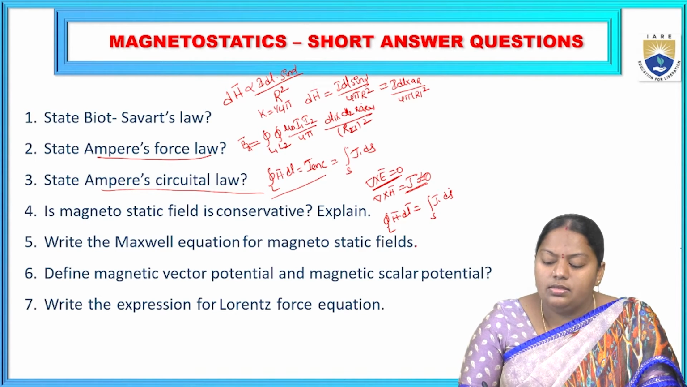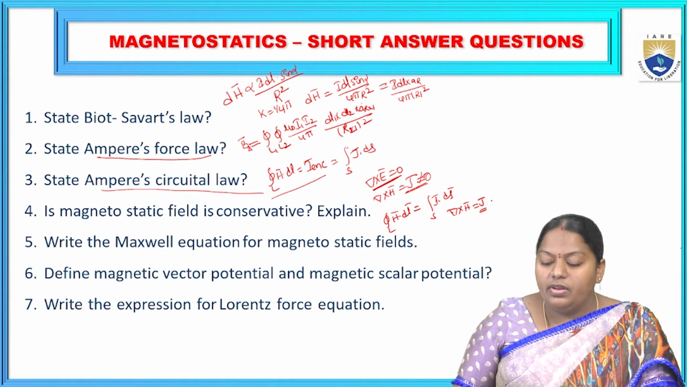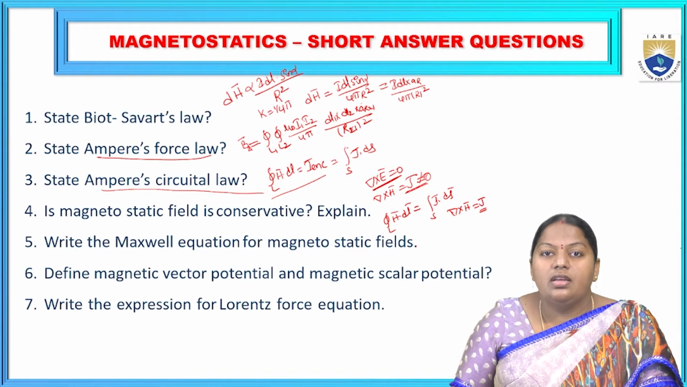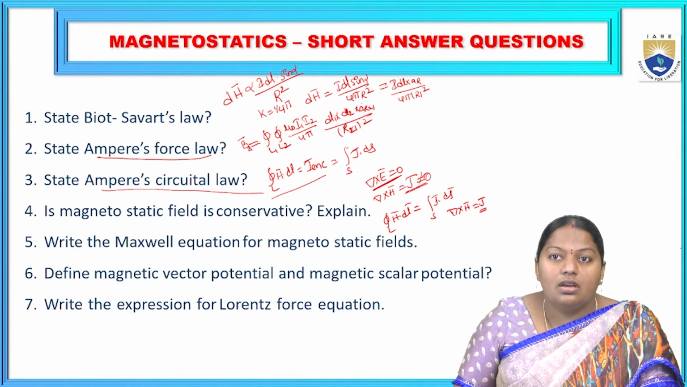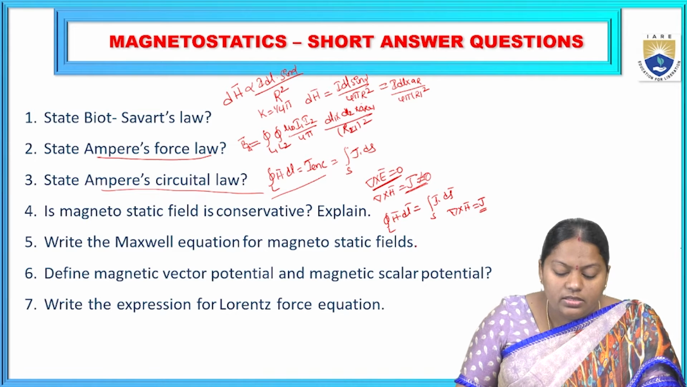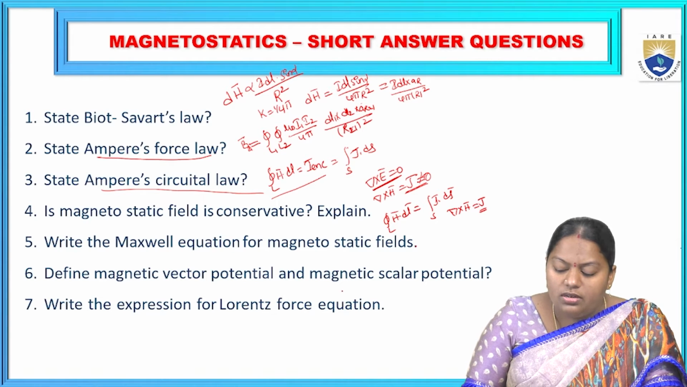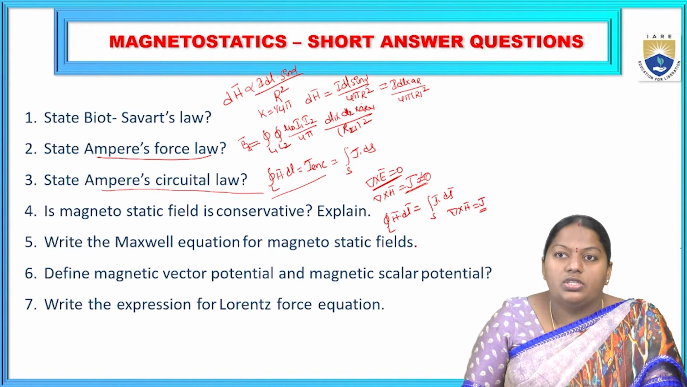By applying Stokes theorem to this equation, the point form, or differential form, of this equation is written as del cross H is equal to J, where H is the magnetic field intensity and J is the conduction current density.